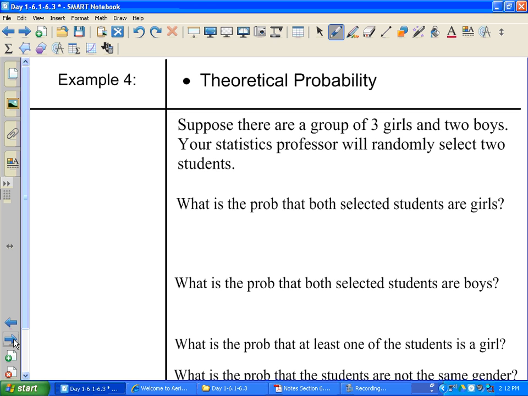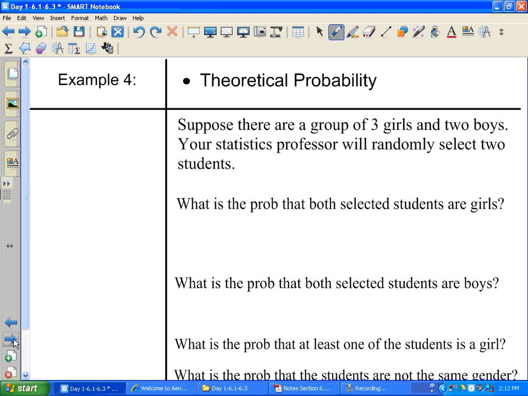All right. Suppose there are 3 girls and 2 boys in a group. Stats professor me randomly selects 2 students. Okay? Here's how we think about things. We put them into the Gatorade bucket. We put a lot of things in the Gatorade bucket before. My sample space, do we agree, has 5 things in it? 3 girls, 2 boys in that bucket.